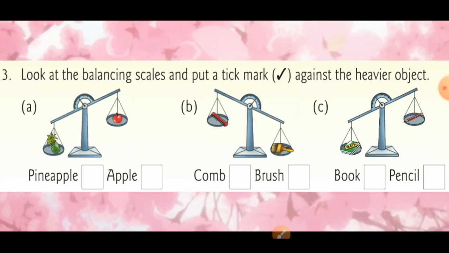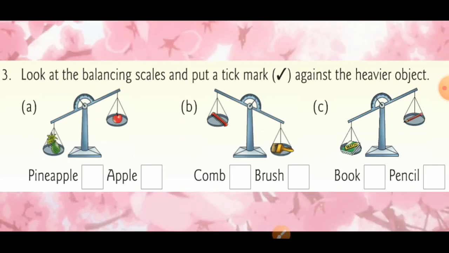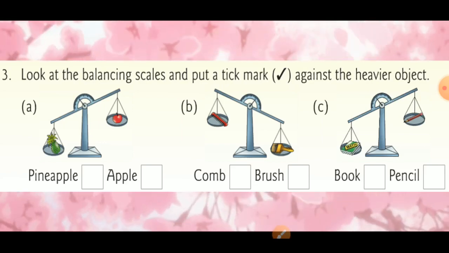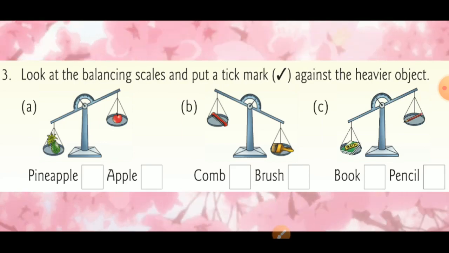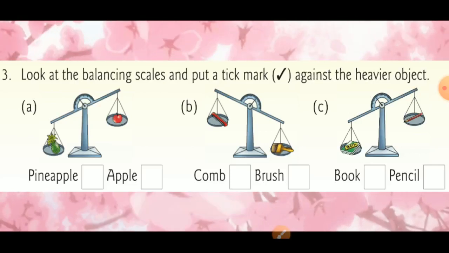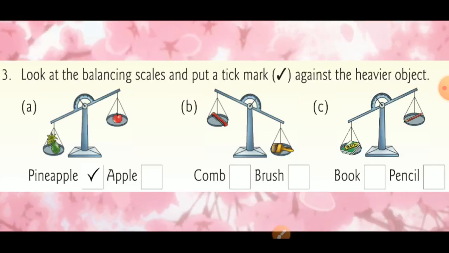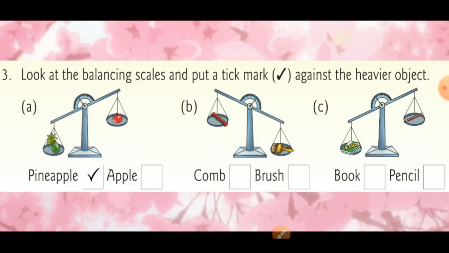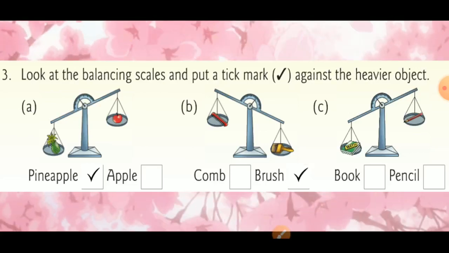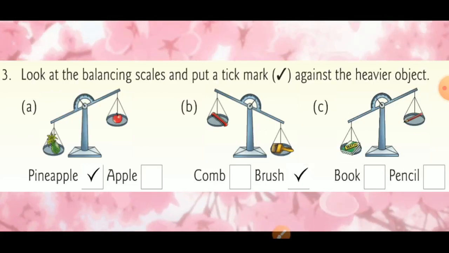Question 3. Look at the balancing scales and put a tick mark against the heavier object. Pineapple and apple. Which is heavier? Yes, pineapple. Comb and brush. Which is heavier? Brush. Book and pencil. Which is heavier? Book. So tick mark on book.